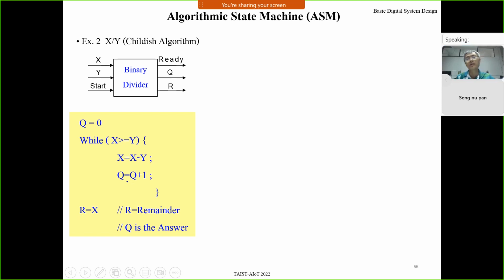For example, if I divide 15 by 4, based on this algorithm, Q is 0 at the beginning, right?